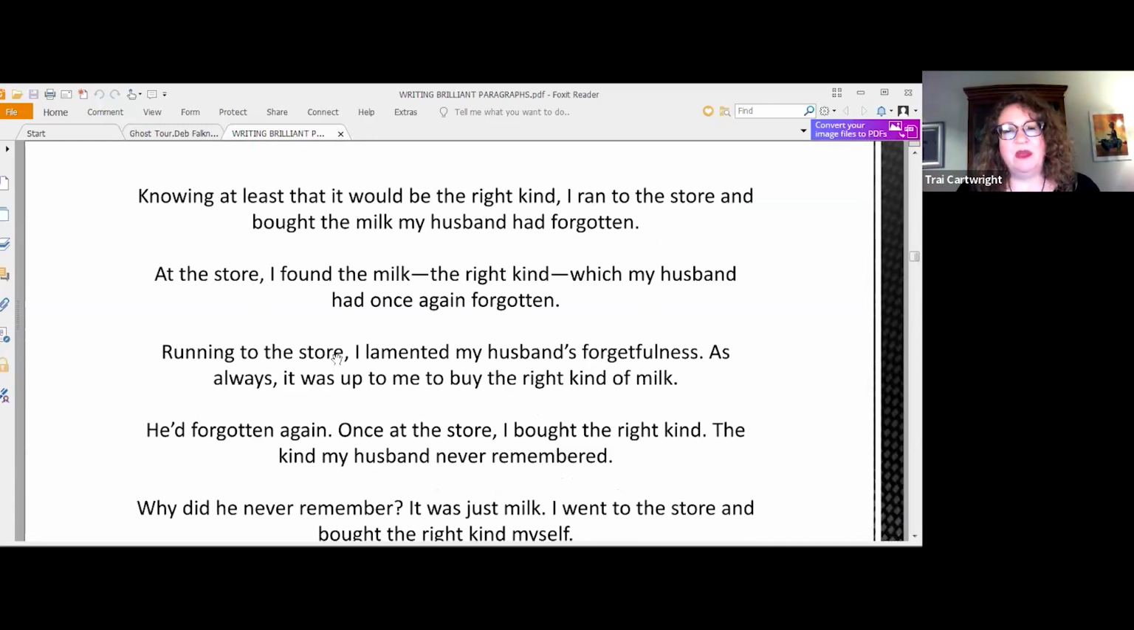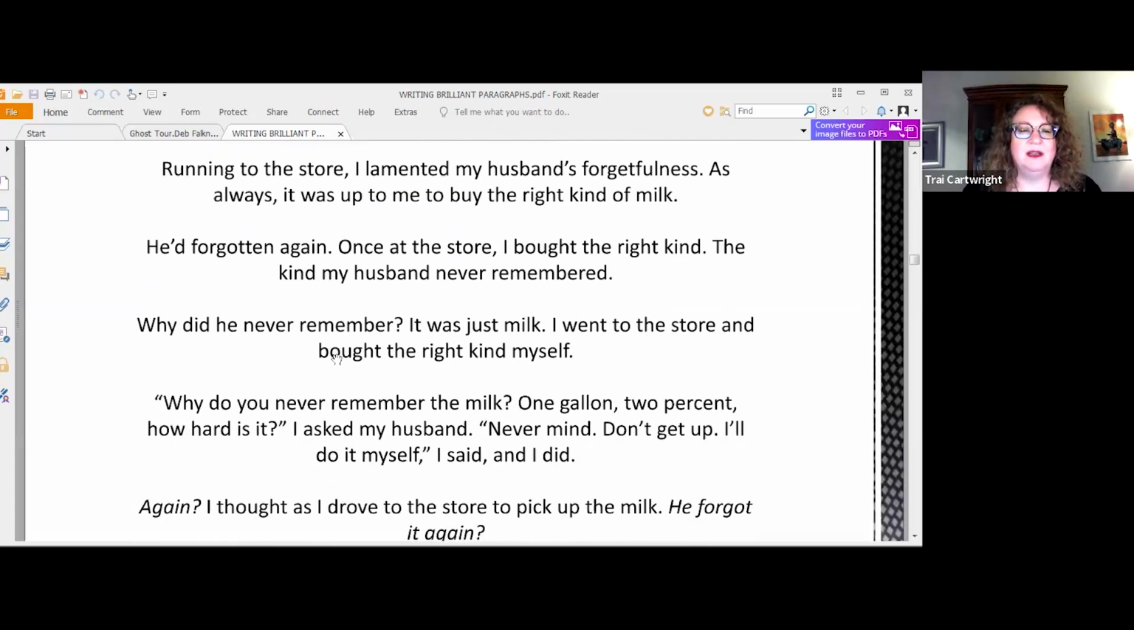Knowing at least that it would be the right kind, I ran to the store and bought the milk my husband had forgotten. At the store, I found the milk, the right kind, which my husband had once again forgotten. Running to the store, I lamented my husband's forgetfulness. As always, it was up to me to buy the right kind of milk. He'd forgotten again. Once at the store, I bought the kind my husband never remembered. Why did he never remember? It was just milk. I went to the store and bought the right kind myself.